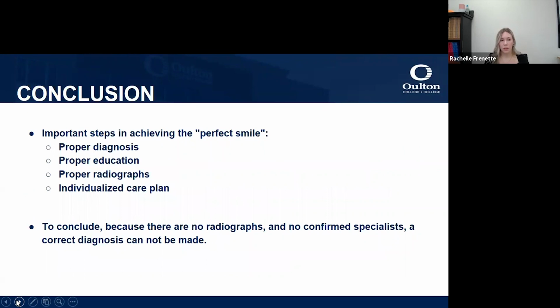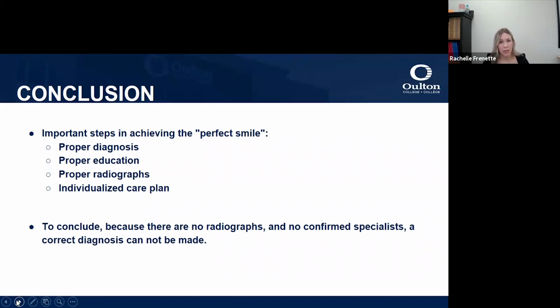So to conclude with everything, many of the important steps to achieving that perfect smile are, one, a proper diagnosis from a professional, the proper education being given to patients, proper radiographs, and most importantly, an individualized care plan for patients. This is very important whether you want to pursue orthodontic treatment.